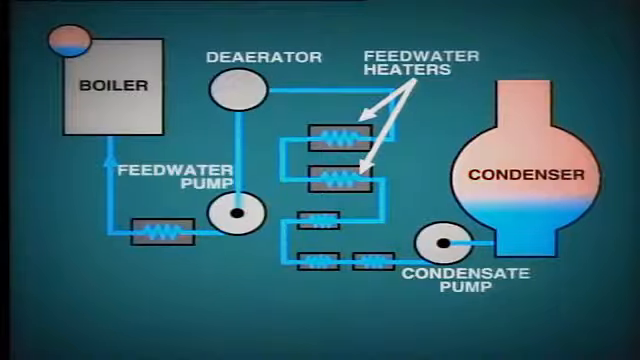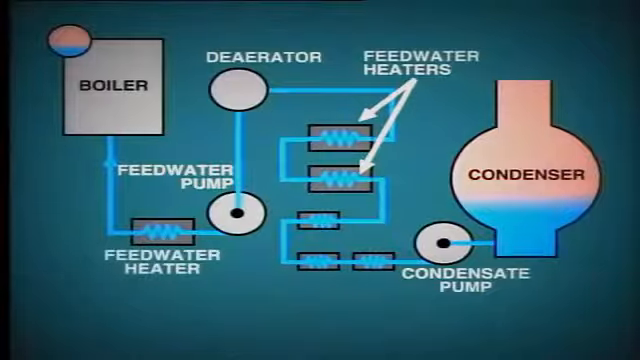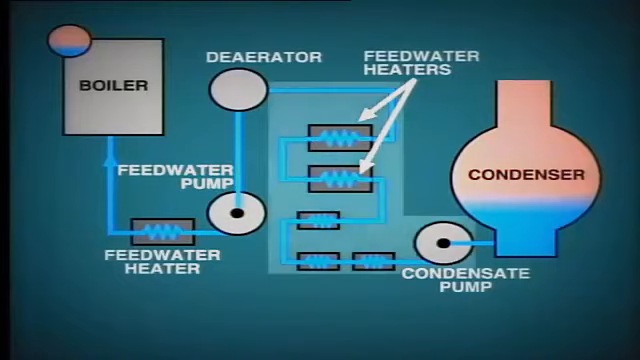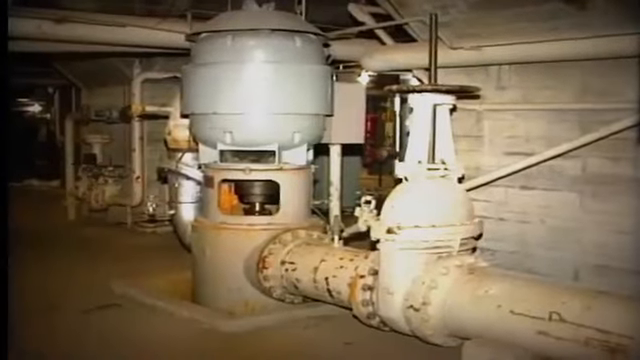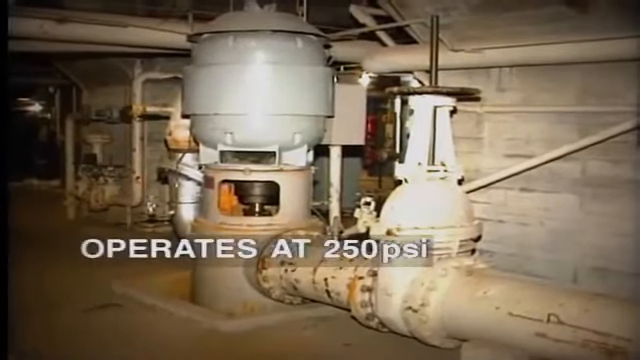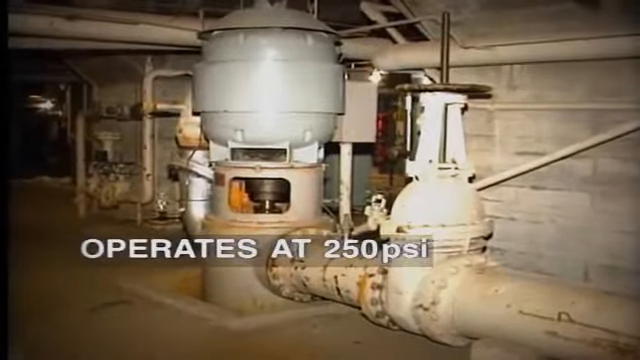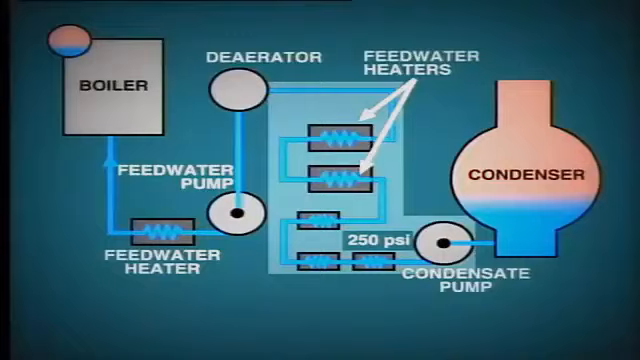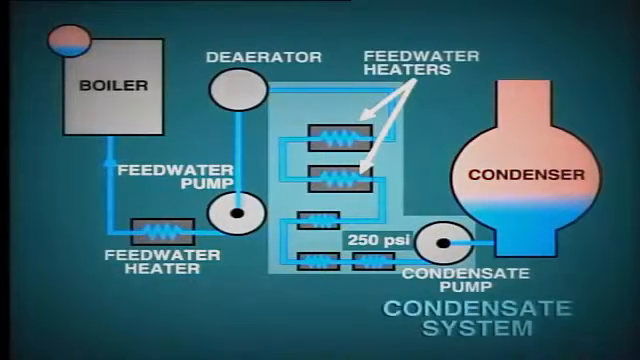The boiler feedwater pump draws condensate from the de-aerator and pumps this through further closed feedwater heaters, one in this example, and on into the boiler. We have, in fact, two pumping loops to transfer the water from the hot well to the boiler. First, the condensate pump pushes the condensate through the coolers and closed feedwater heaters and up into the de-aerator. In order to achieve this, the condensate pump must operate at a pressure of about 250 psi. This part of the system, as you would expect, is known as the condensate system.